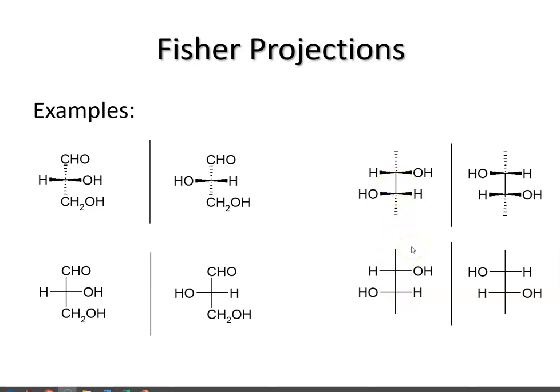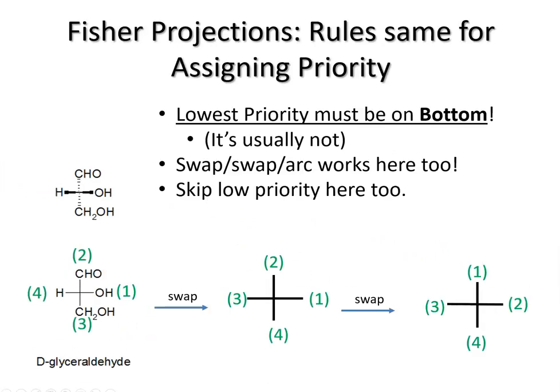This means that we have to organize this a little differently when we're looking at identifying the chiral centers and determining and naming them as R versus S. So for Fischer projections, the rules are still the same. We want to get the priority and then we swap, and trace them. But now what we want to do is get the low priority must be on the bottom when you're doing the arc tracing.